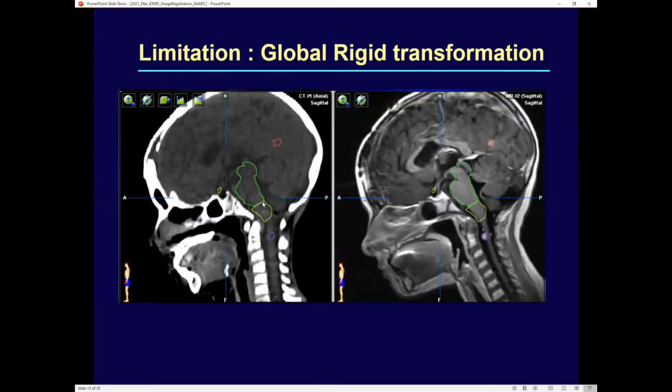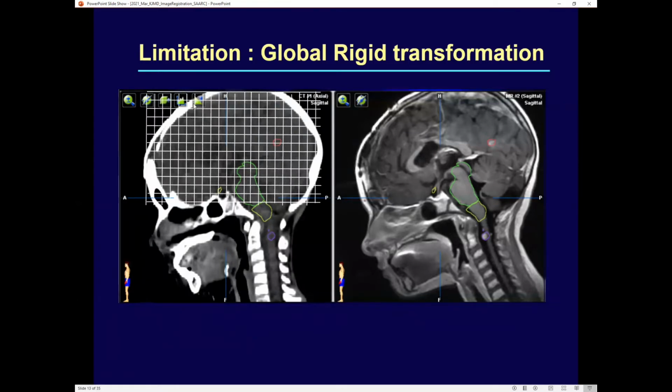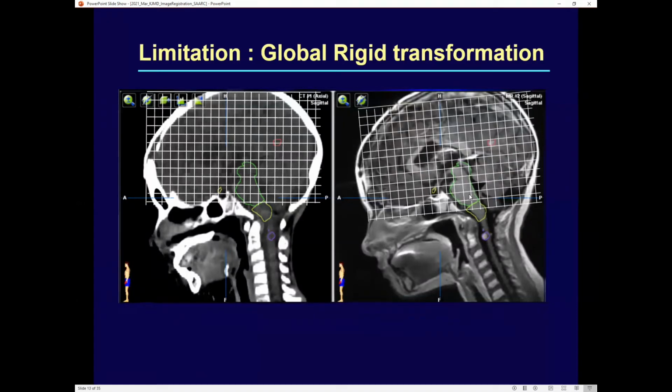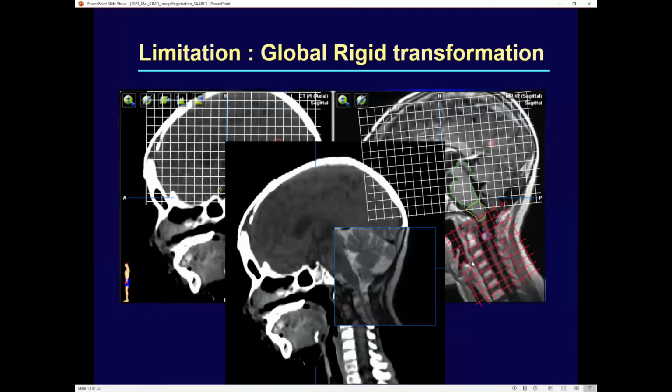Coming to this slide, the limitation of global rigid transformation. Look at this slide carefully. If we need to match this brain in these two images between a CT and the MRI, you find a different transformation matrix for matching this entire skull. Now, coming to this neck region, the CT was done with a different neck flexion and the MRI was done with a different neck flexion. So the transformation which needs to be done for the neck region is larger. So one global rigid transformation does not work out for structures which are not fused or interconnected, like the head with the neck region here.